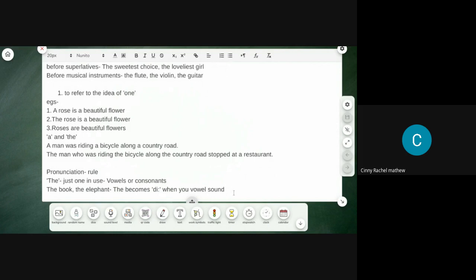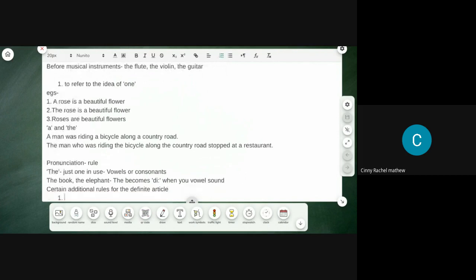Okay, so that is our example, and we come to certain additional rules. We're just reaching the end of our class. I just want to bring out certain additional rules that are there for our definite article. Certain additional rules for the definite article.